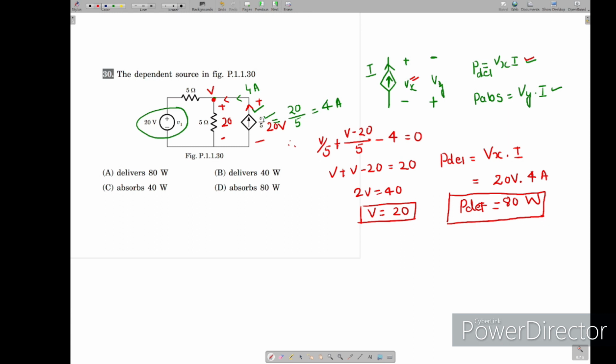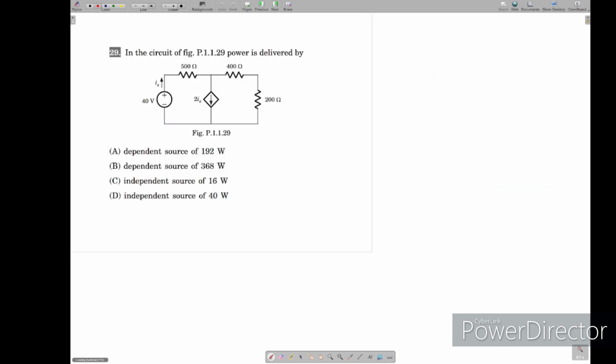Now for example, if we get V as less, meaning we got V as minus 20, then it is absorbing the power. So always concentrate on the terminals of the voltage across this particular dependent source. For this question the answer is it delivers 80 watts. We'll go to the next question. Yeah, this is also one interesting question. We'll see these questions in the next lecture. Thank you so much.